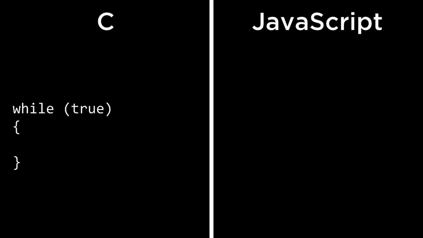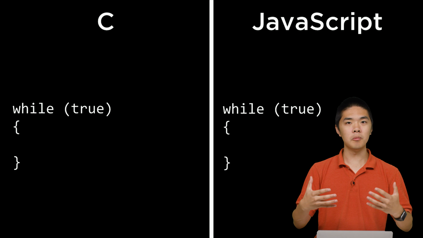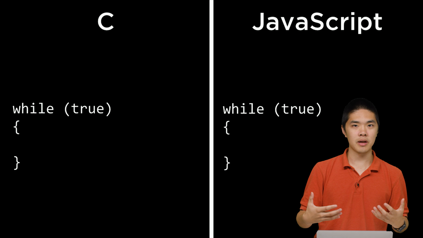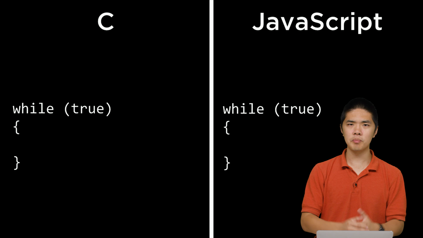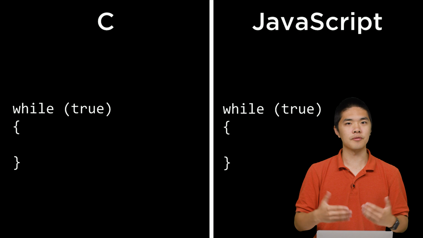A while loop in C, this was a loop that ran forever, was just while (true). And in JavaScript, while loops look identical as well. It's while, and then in parentheses, whatever the condition is, whether it's true to create an infinite loop, or some other Boolean expression that might only be true a finite number of times.